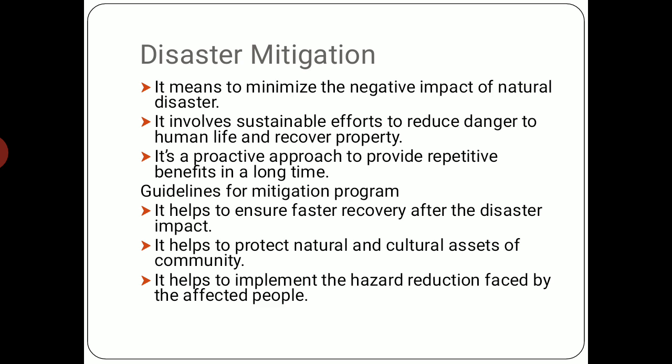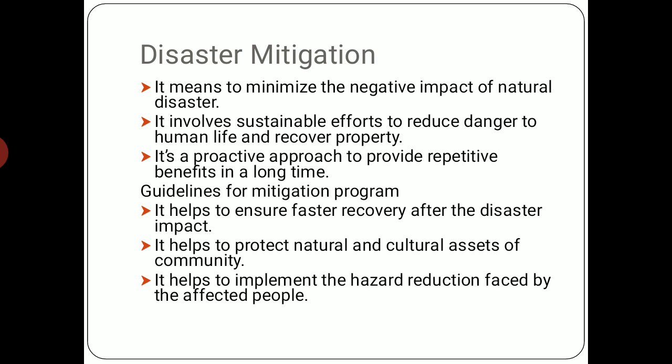The impact on human life can be reduced, right? Here are some of the guidelines for the mitigation program. What is being done? It helps to ensure faster recovery after disaster impact. Again, it helps to protect the natural and cultural assets, and it helps to implement the hazards reduction faced by the affected people. That means these three things they do under the mitigation program.